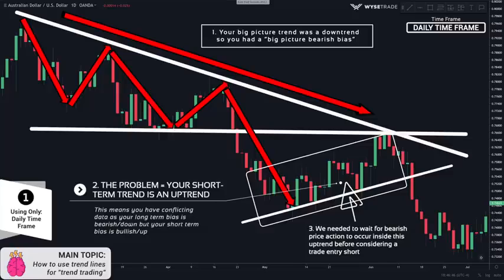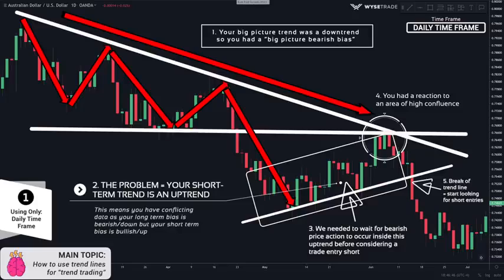Your bearish price action then came in 2 parts. The first was a reaction to the access point and area of high confluence. But more importantly, the confirmation of this was through the break of the short-term trend line. And at this point, the short-term trend was bearish to match the big picture bearish downtrend. You could then take a trade on the break of the trend line, a trade through the intraday timeframes, through a momentum play, or using any of the other strategies, as you now have your directional bias confirmed as short or down.